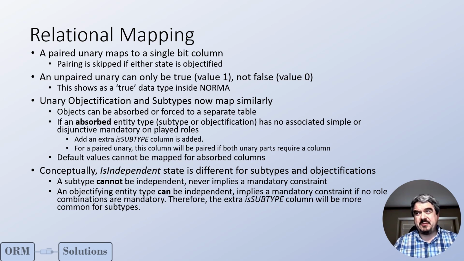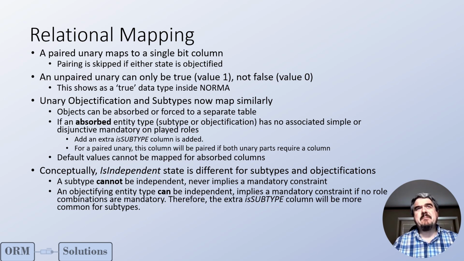So the difference between an objectified unary and a subtype is the objectified unary can be independent, which means if you don't put is independent true, we'll create the implied mandatory for you. That is not true on a subtype. A subtype with ORM theory cannot be marked as independent, so you never get an implied mandatory. Okay, so although they map similarly, you'll see these subtyping columns show up a lot more on simple subtypes, specifically that don't have mandatories on them, simply because you can't mark them as independent.